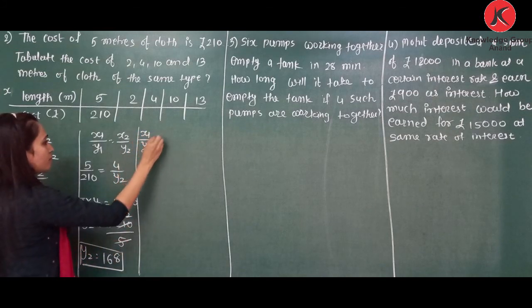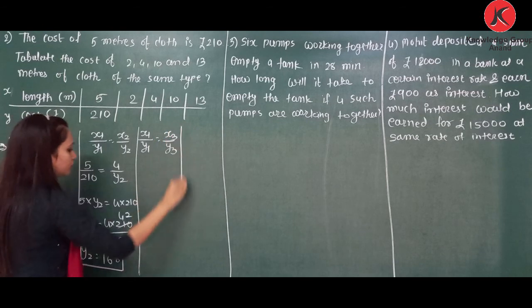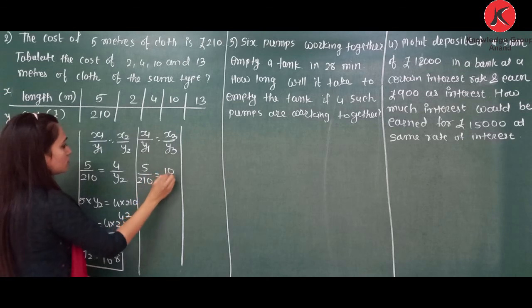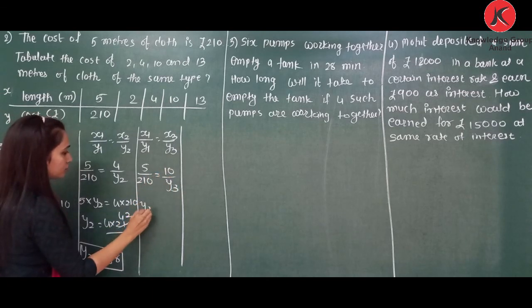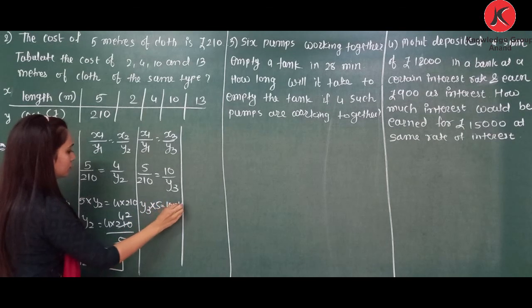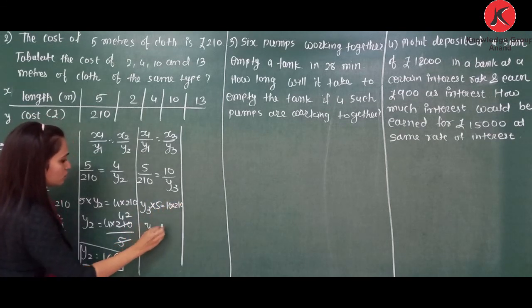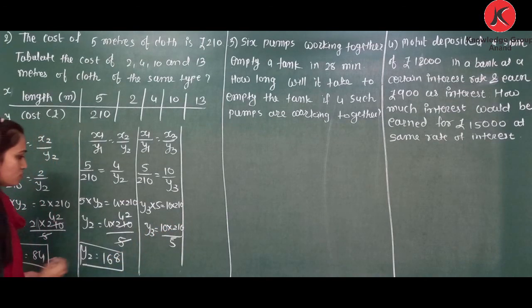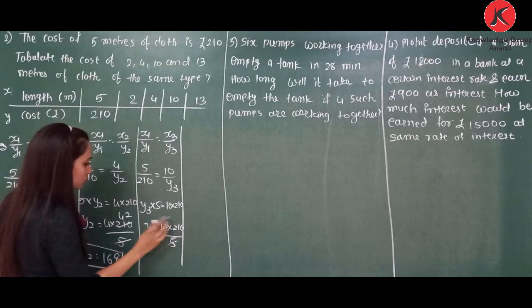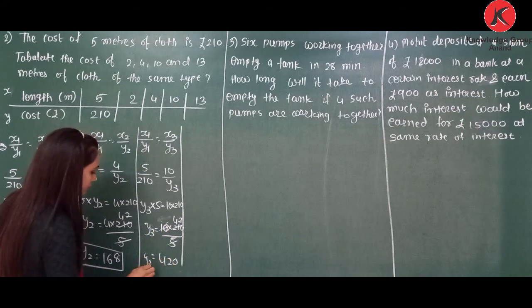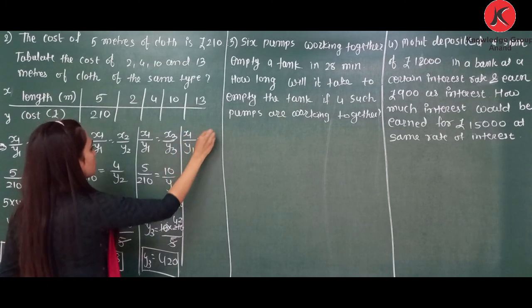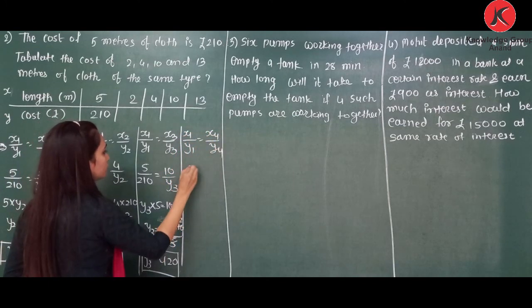Again, x1 divided by y1 is equal to x3 divided by y3. So 5 divided by 210 is equal to 10 divided by y3. So y3 is equal to 10 multiplied by 210 divided by 5. So here it is 420. And for the last, x1 divided by y1 is equal to x4 divided by y4.